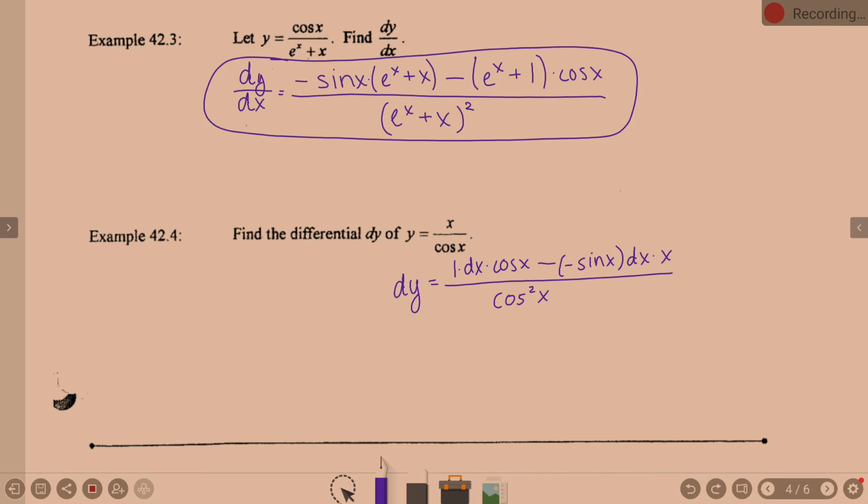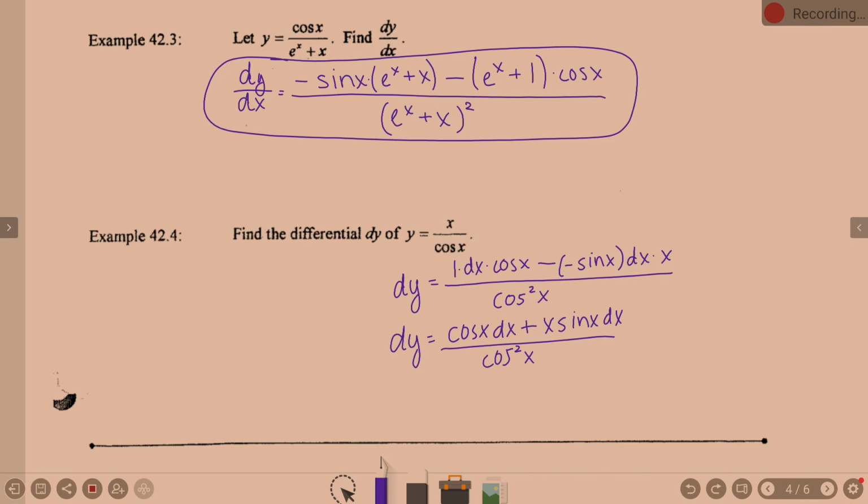Okay. Cleanups I would do, there's a couple different ways. First of all, if I say 1 times dx times cosine x, I don't have to write the 1, and I could say cosine x dx. Minus a negative is going to make this plus. We have an x, we have a sine x, and we have a dx. So I would say x sine x dx, all over cosine squared x.